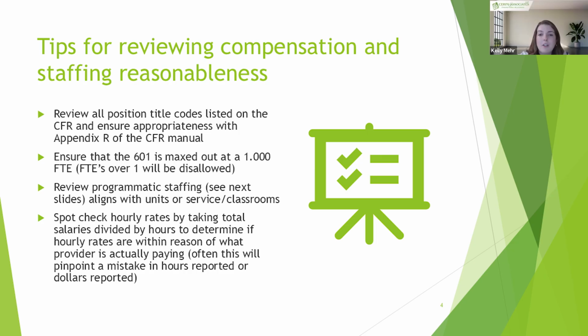Compensation and staffing are definitely some of the most heavily reviewed areas of the CFR. So when reviewing this section, you always want to confirm that the PTC codes are appropriate and consistent with Appendix R of the CFR manual. Also, one common issue that we sometimes see is that the PTC code 601 will have an FTE greater than a 1.0. You cannot have an FTE greater than a 1.0 for a 601, even during a transition year. So if it is a transition year, you'd have to code the piece of the 601 that's over the 1.0 to a different code, typically a 602, just to make sure that it's not reported on that line.